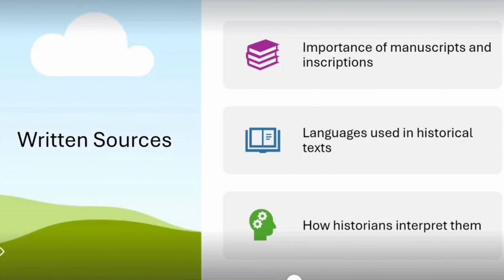Now, written sources. Written records such as manuscripts and inscriptions offer detailed accounts of the past. They are often found in ancient languages like Sanskrit or Persian. Historians carefully analyze these texts to construct an accurate picture of the historical events.